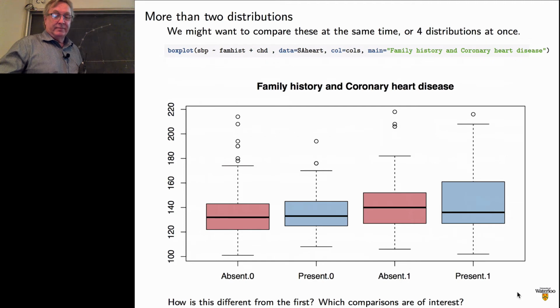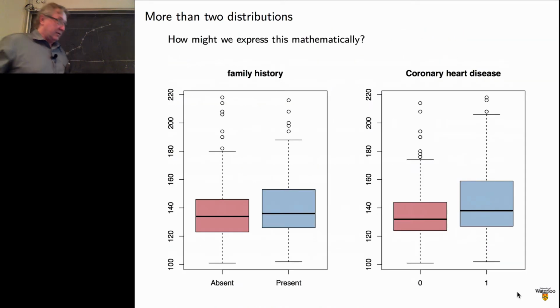Let's look back again. In this box plot, I took everybody that had no history of family heart disease and compared it to everybody that did have a history of family heart disease. This one, I took everybody that had no coronary heart disease event compared to those that did have it. Inside this group here, I have people that both have family history and do not have family history. These are different box plots.